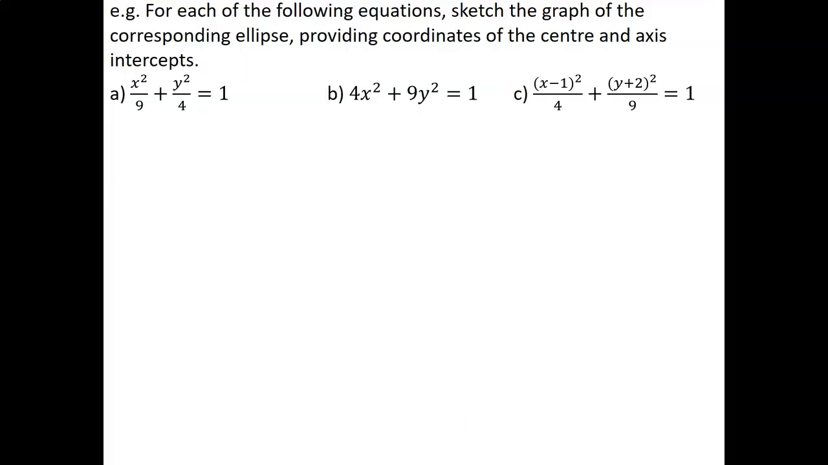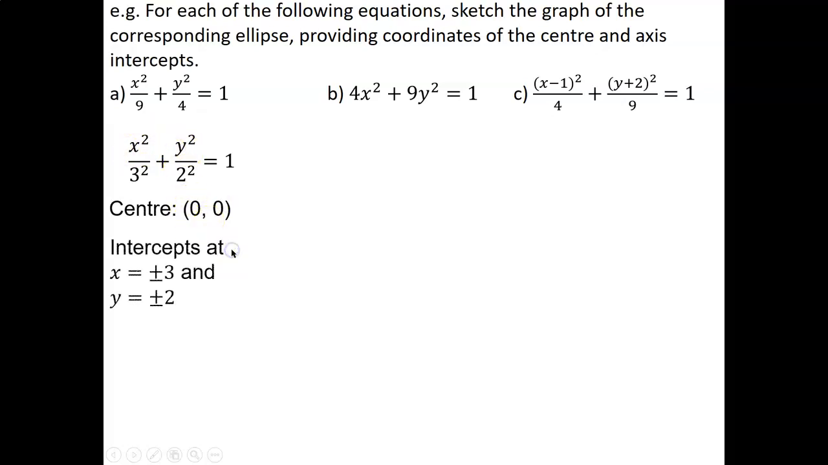So let's have a look at a few equations of ellipses and what their graphs look like. Our first one, we can rewrite the denominators as squares because that will help us with where our axis intercepts are. My centre, because nothing is being added or subtracted from x and y, is at (0, 0). My intercepts are at positive and negative 3 on the x-axis and positive and negative 2 on the y-axis. So it's going to look like this.